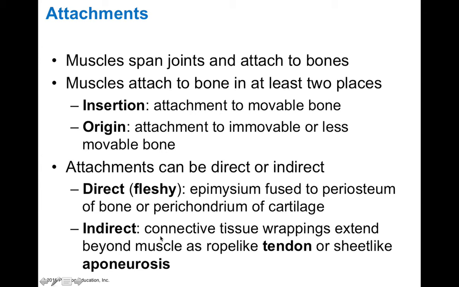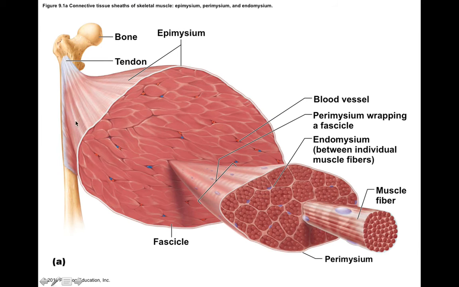If it's indirect, we say that there's actually a connective tissue wrapping that extends well beyond the muscle as a rope-like tendon or a sheet-like aponeurosis. So tendons are more of a tube of connective tissue, whereas aponeuroses are actually a broad and thin sheet of tendon that link up with the muscle through connective tissue. So going back here, we see then that this would be considered an indirect attachment because of the tendon here that's attached to this bone. Otherwise, if this muscle were directly attached, then the muscle would be right on the bone itself, as it would be over here.